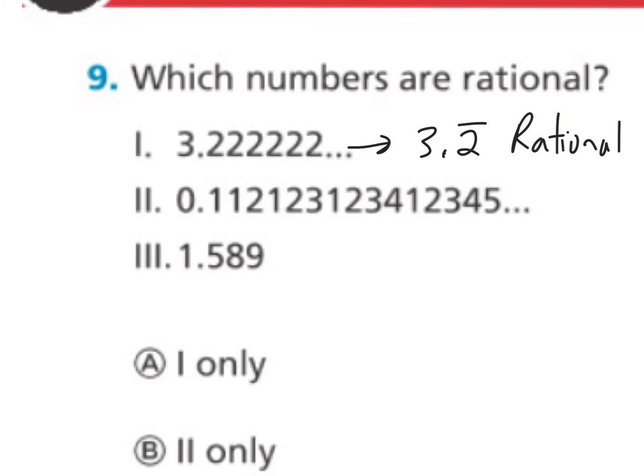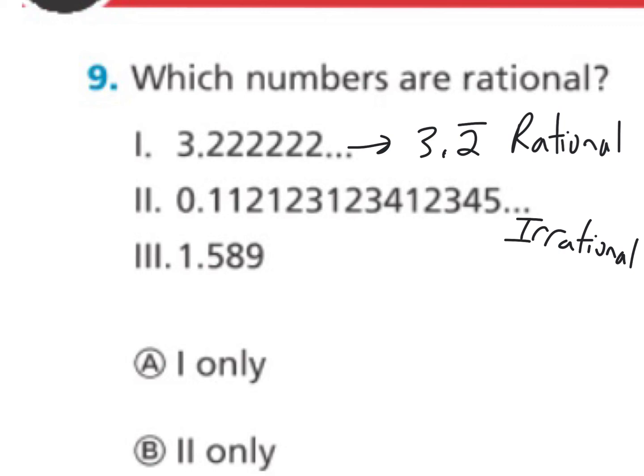Our second option, we got some kind of a pattern going there. We just keep adding the next number, I guess, sequentially. 1, 1, 2, 1, 2, 3, 1, 2, 3, 4, 1, 2, 3, 4, 5. It's a pattern, but it's not repeating, and it keeps going, so that one is irrational.